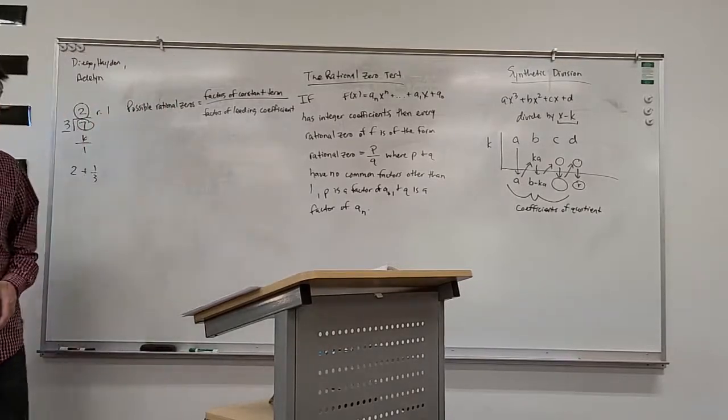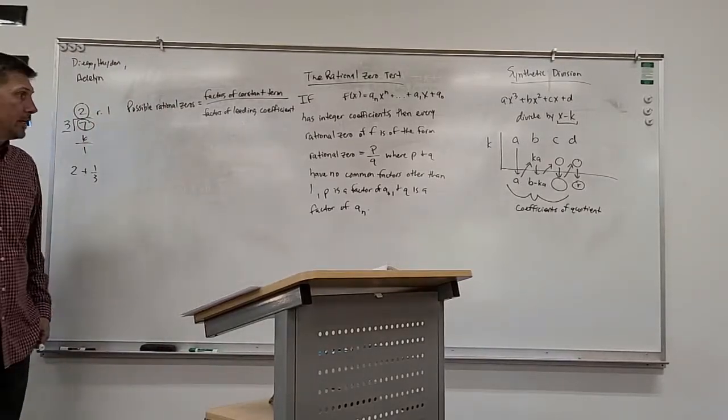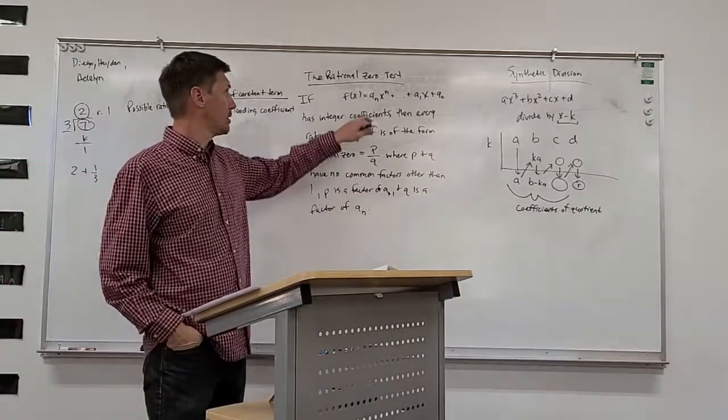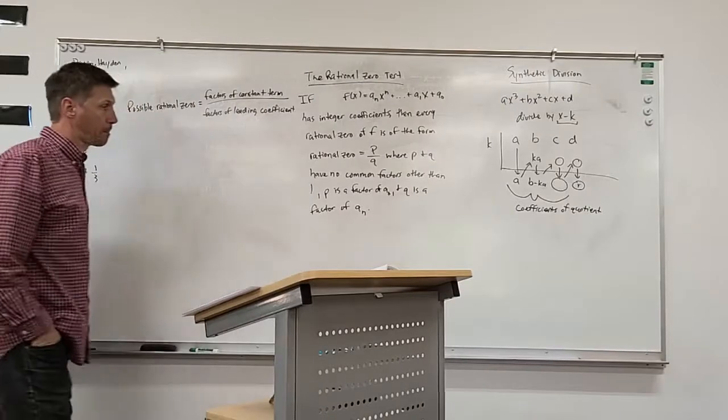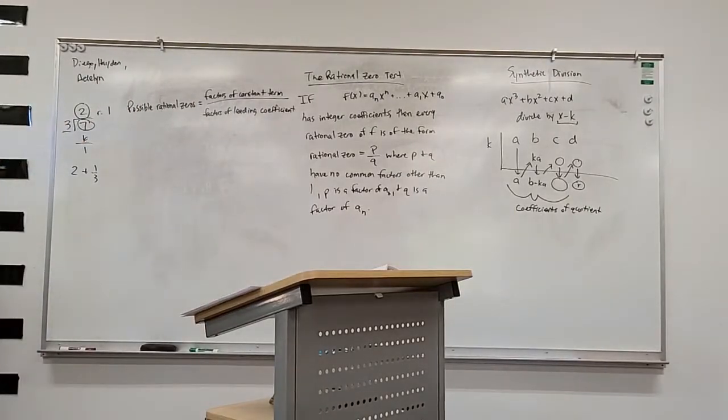It says p is a factor of what? P is a factor of a sub 0, so this term right here. Okay? I know I usually write my zeros with a slash, but it was already kind of tiny.